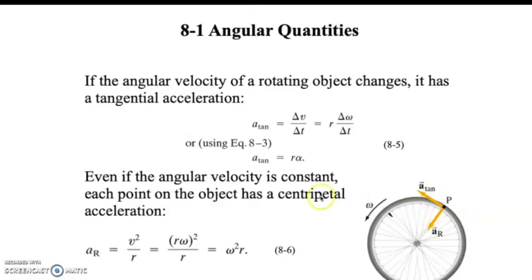A lot going on there that we could figure out if we see something going in a circle. Even if the angular velocity is constant, each point of the object does have a centripetal acceleration. And again, acceleration is change in velocity, which means change in speed or change in direction, which if you're going in a circle is always a change in direction. So your centripetal acceleration is angular velocity squared times your radius. Another equation, tons of equations here.